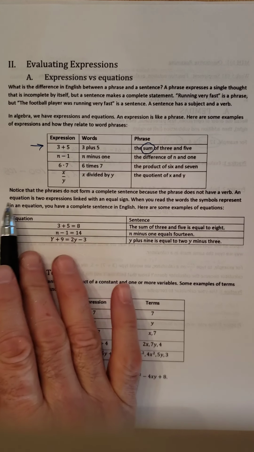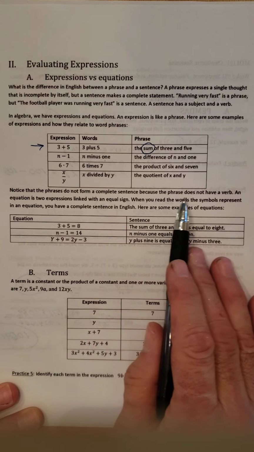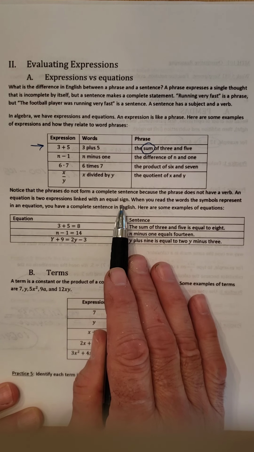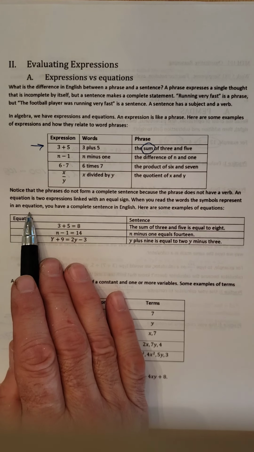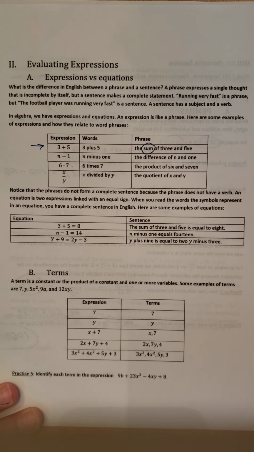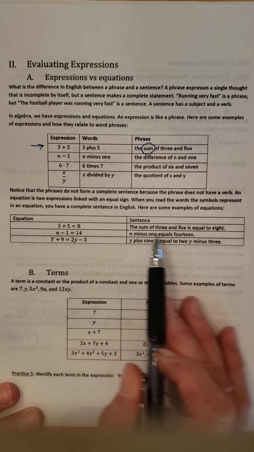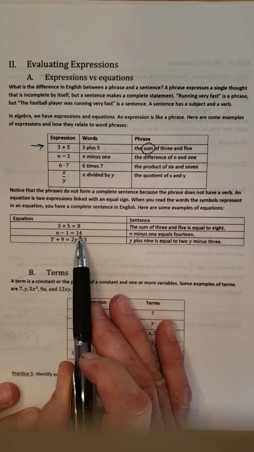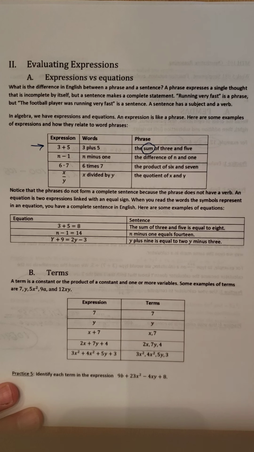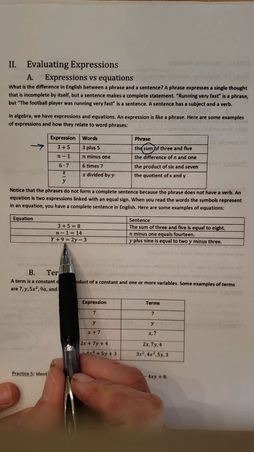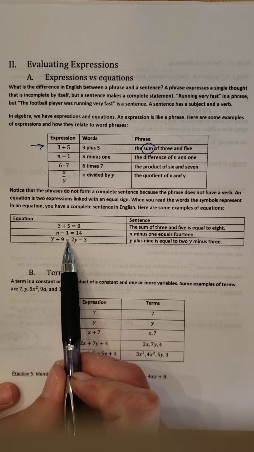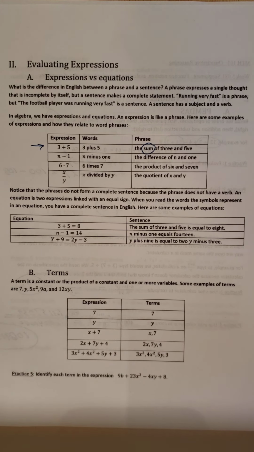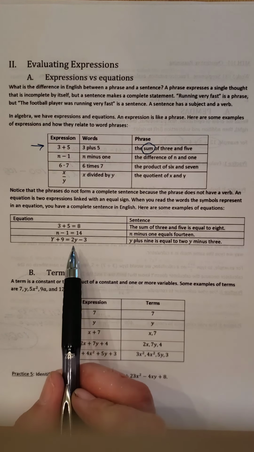All right, so notice that the phrases do not form a complete sentence because the phrase does not have a verb. An equation is two expressions linked with an equal sign. When you read the words, the symbols represent an equation, then you have a complete sentence. So 3 plus 5 equals 8. The sum of 3 and 5 is equal to 8. N minus 1 equals 14. Just exactly the same way. Y plus 9 is equal to 2y minus 3. That assumes multiplication.